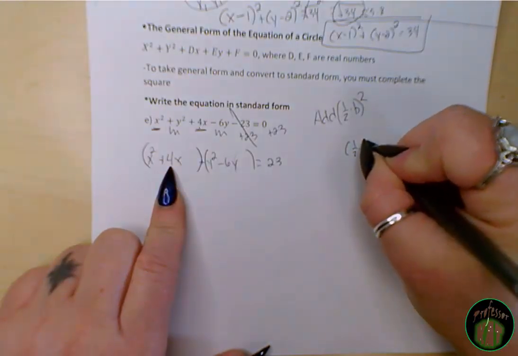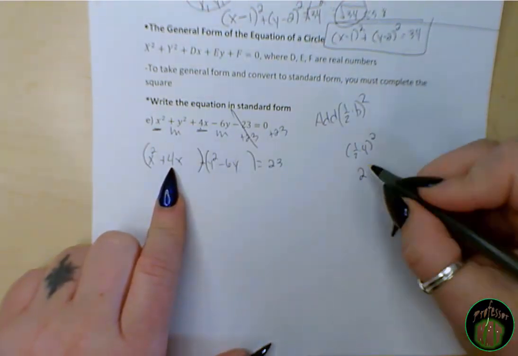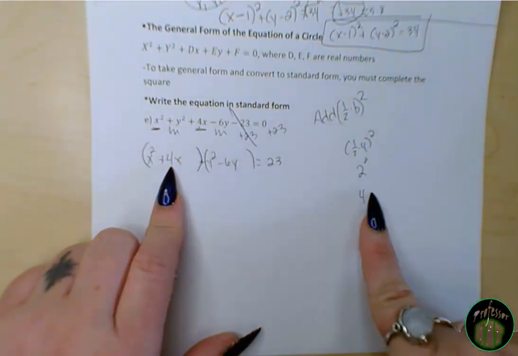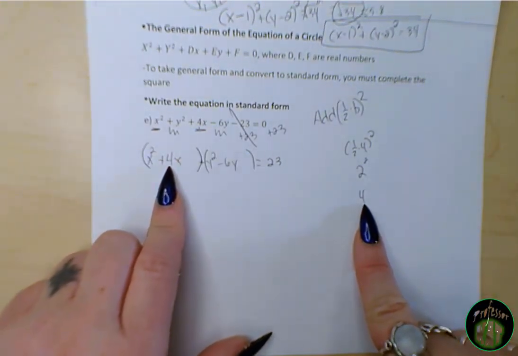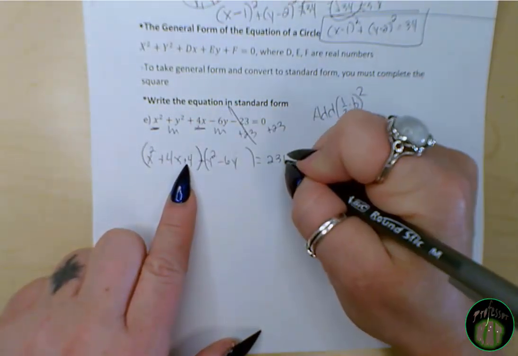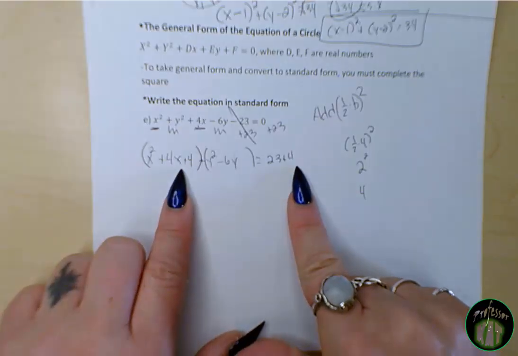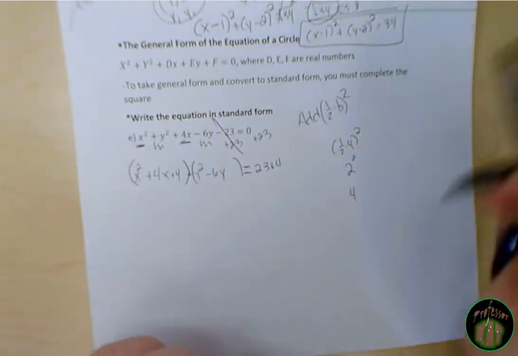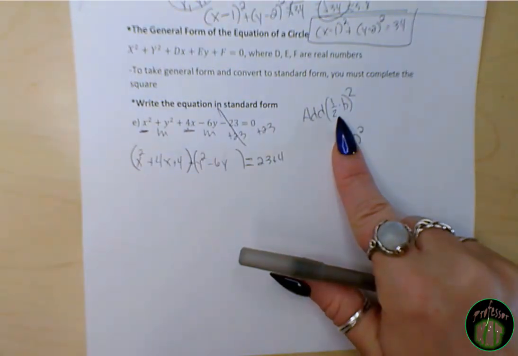Right? And if we take half of 4, we get a 2. 2 squared is a 4. Add that in. We're going to add a 4 to each side of your equation. Add 4 over here on the left. Add 4 over here on the right. Again, you want to add it to each side of your equation. And this is just the steps of completing the square.